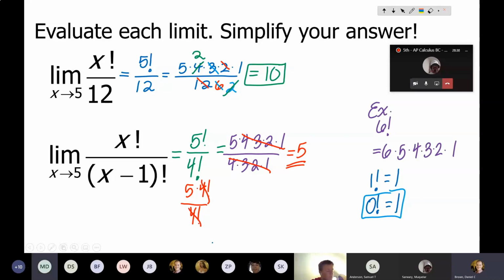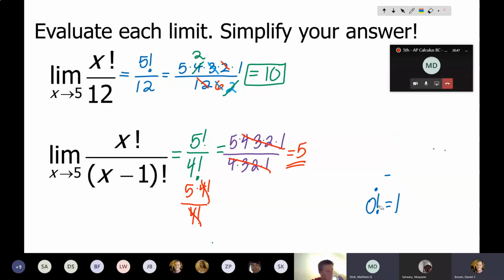Sorry, if it was like 20, are you just allowed to do like 20 factorial over 4 factorial, make it 5 factorial? Say your example again. Like if you had 20 factorial over 4 factorial, can you just make it 5 factorial?